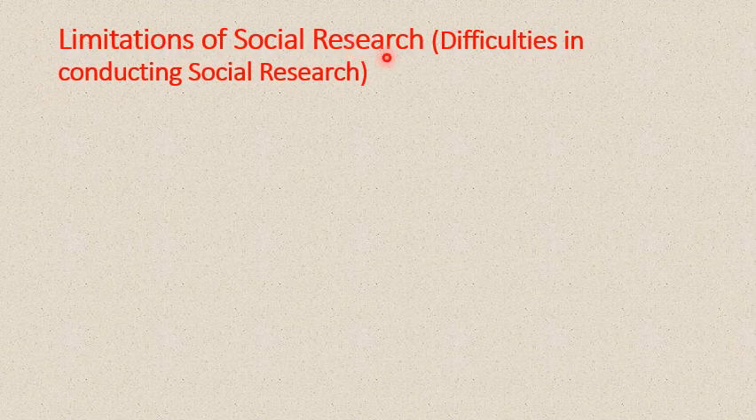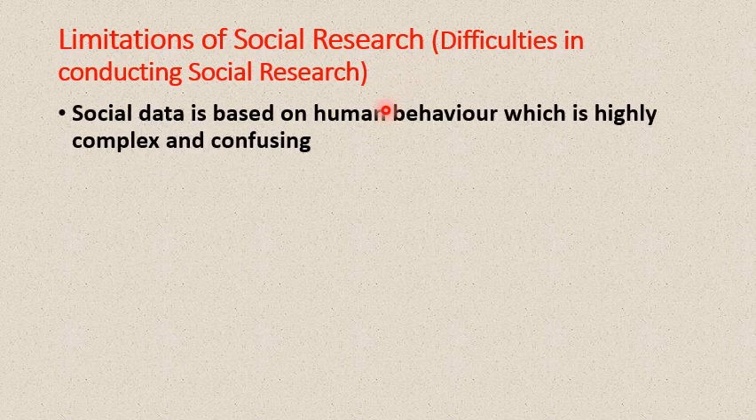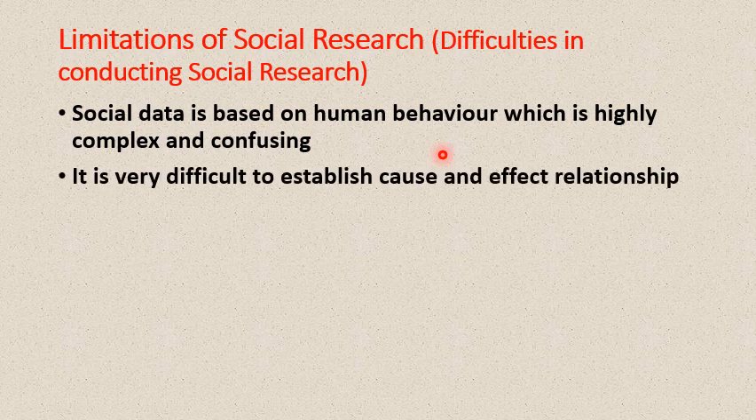What are the limitations of social science research, or what are the difficulties in conducting social research? Social data is based on human behavior, which is highly complex and confusing. Social science research tries to analyze this human behavior, and therefore it is also very complex and confusing. It is very difficult to establish a cause and effect relationship. In social science research, it is very difficult to analyze the causes of a problem, and also to establish the cause and effect relationship. That means the cause and impact relationship.